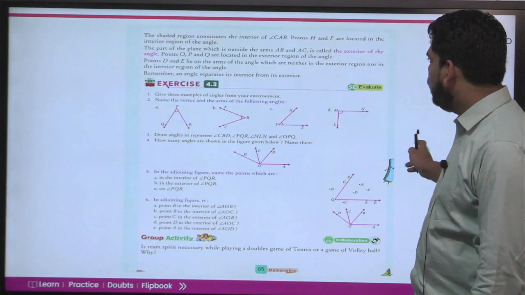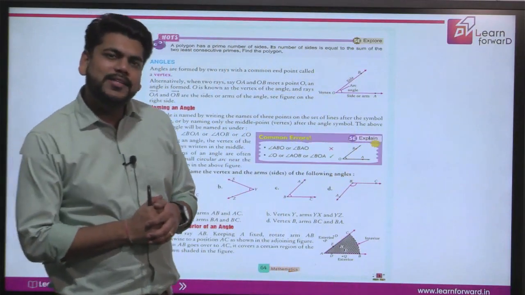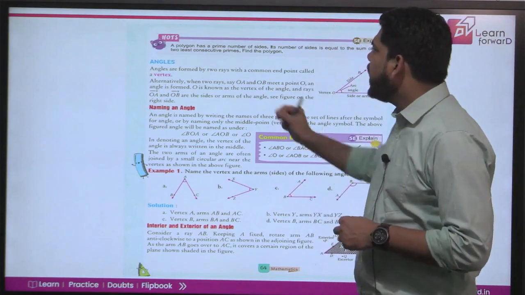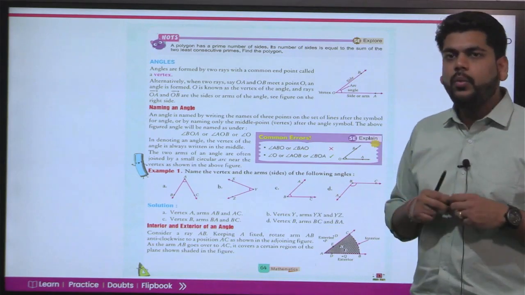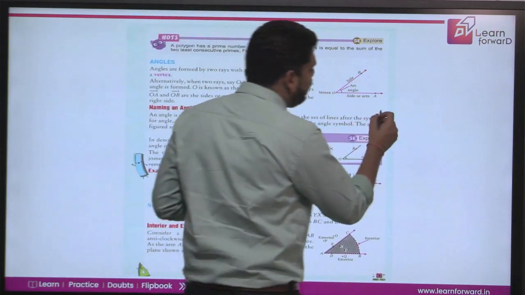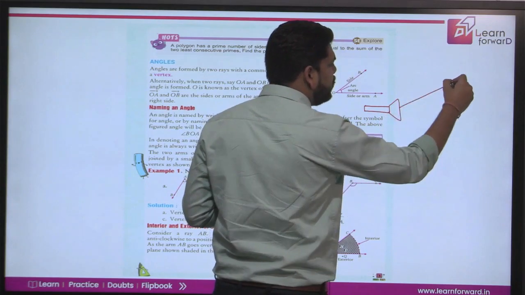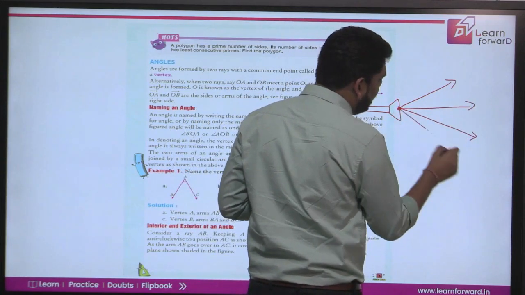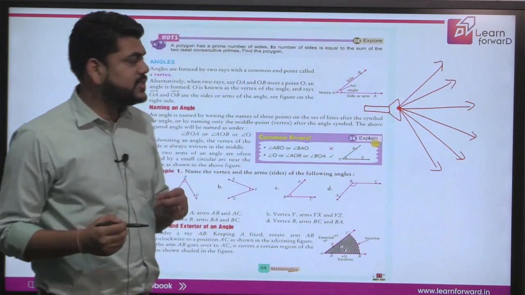Now our last concept in this chapter is angles. What are angles? Angles are formed by two rays with a common end point called the vertex. I have given you the example of a torch, right? Whenever I switch on the torch, its light will start from here and go in multiple directions. Rays, angles.